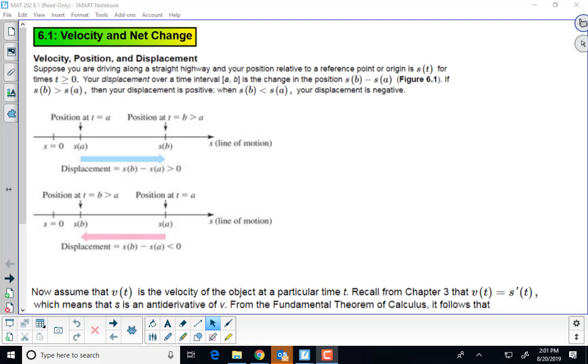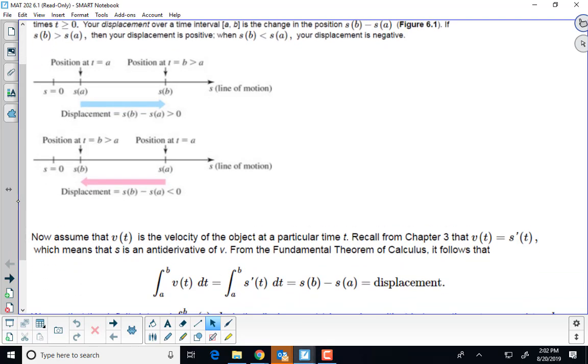So in this example right here, initial position is at t equals A. And we're choosing that direction to be the positive direction. The terminal position is at t equals B. So the displacement is terminal position minus initial position. So in this case, the displacement would be positive, because we're moving in the positive direction. The terminal position is to the right of the initial position, so we get a positive displacement. Down in this example, here our initial position is to the right of the terminal position, so the displacement would be negative. Now in both cases, the distance traveled is positive.